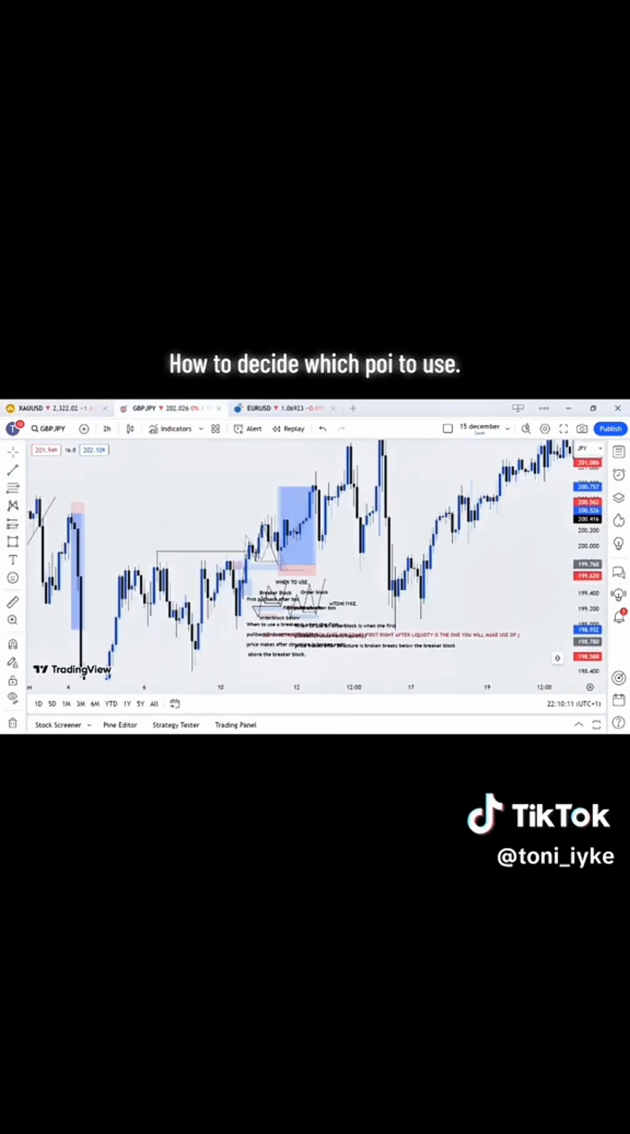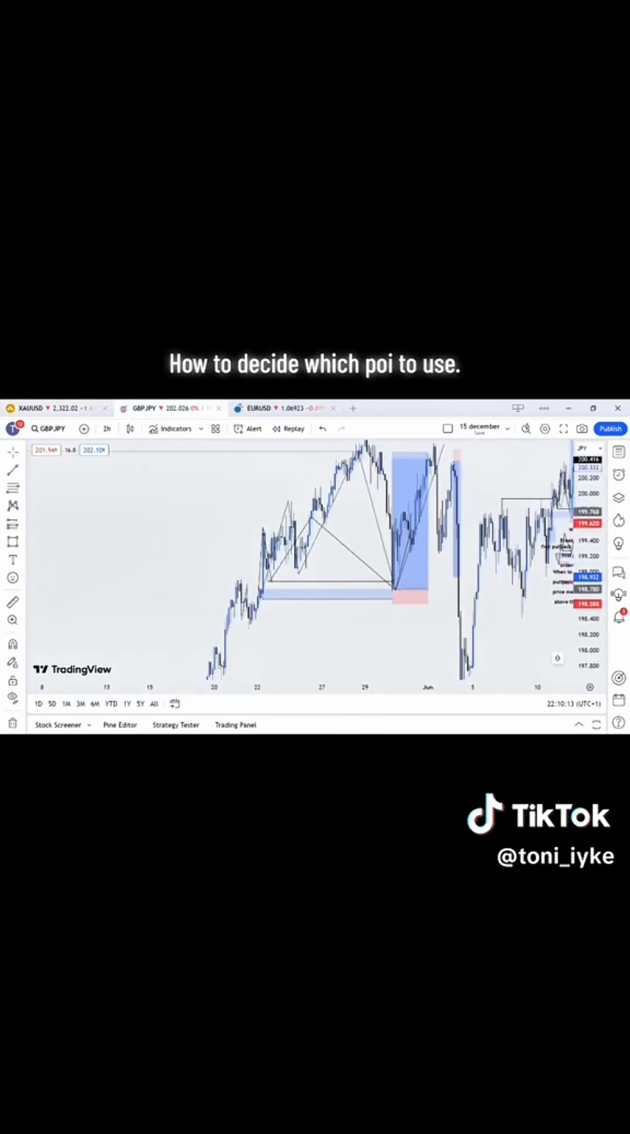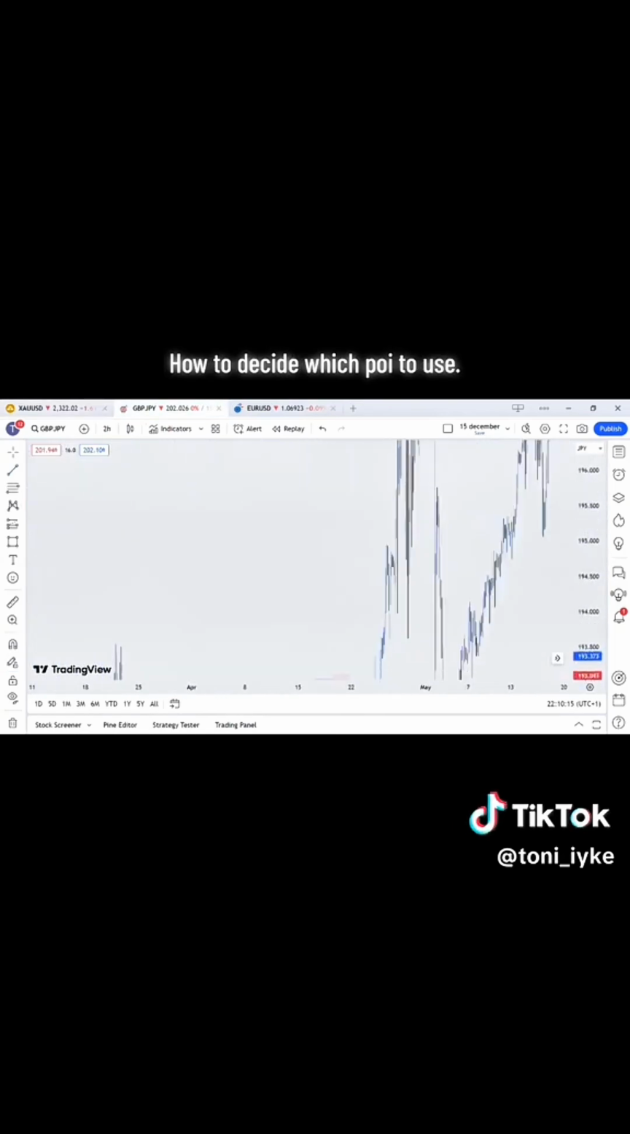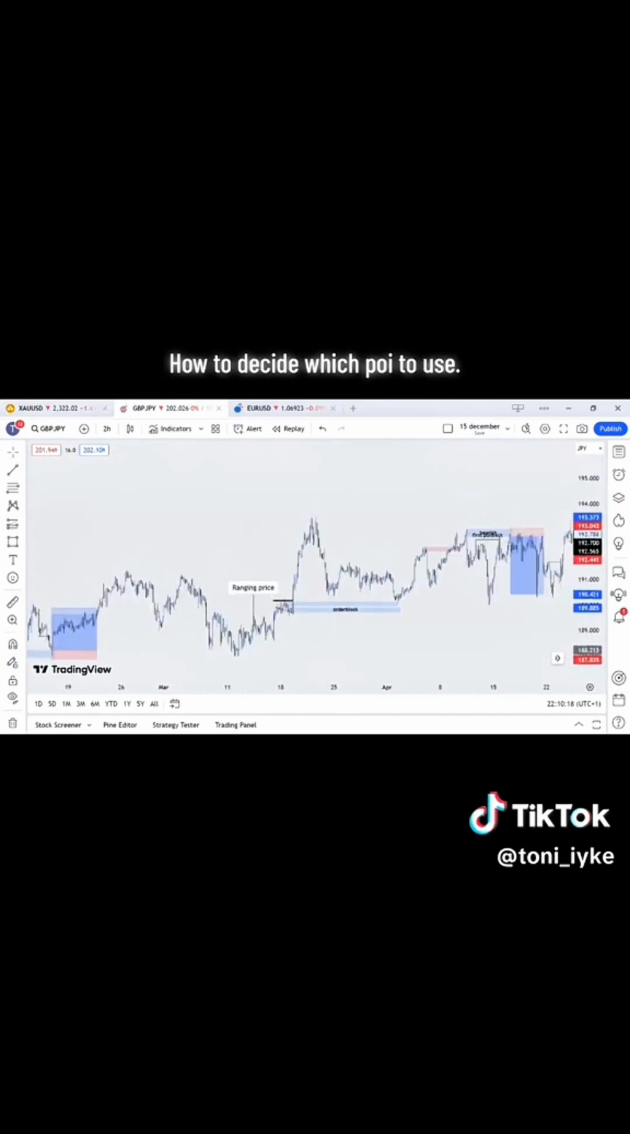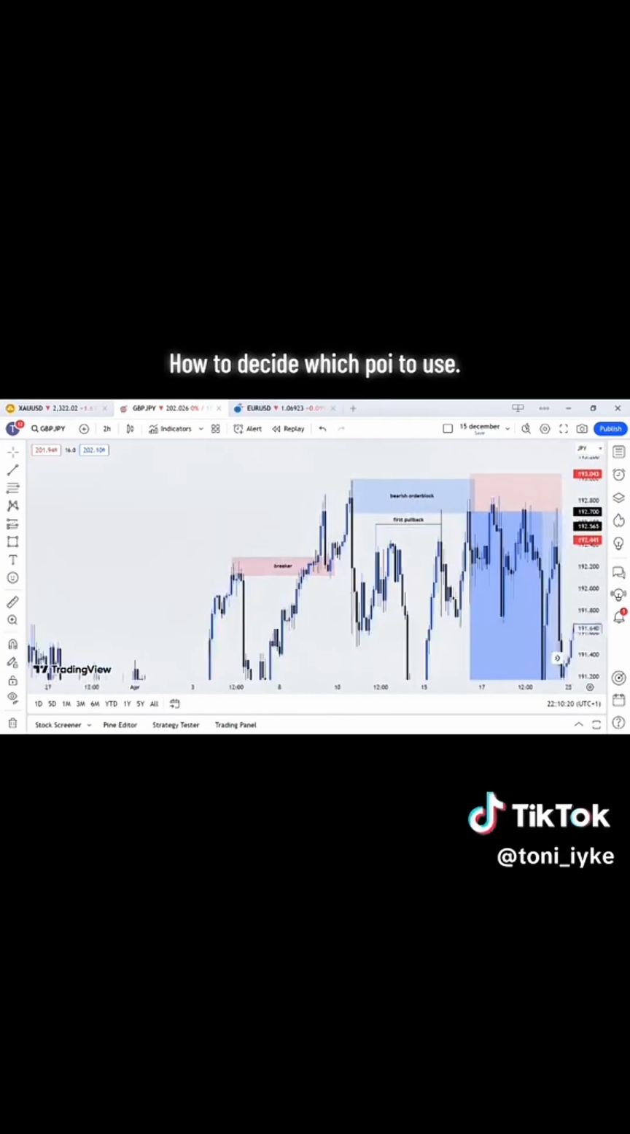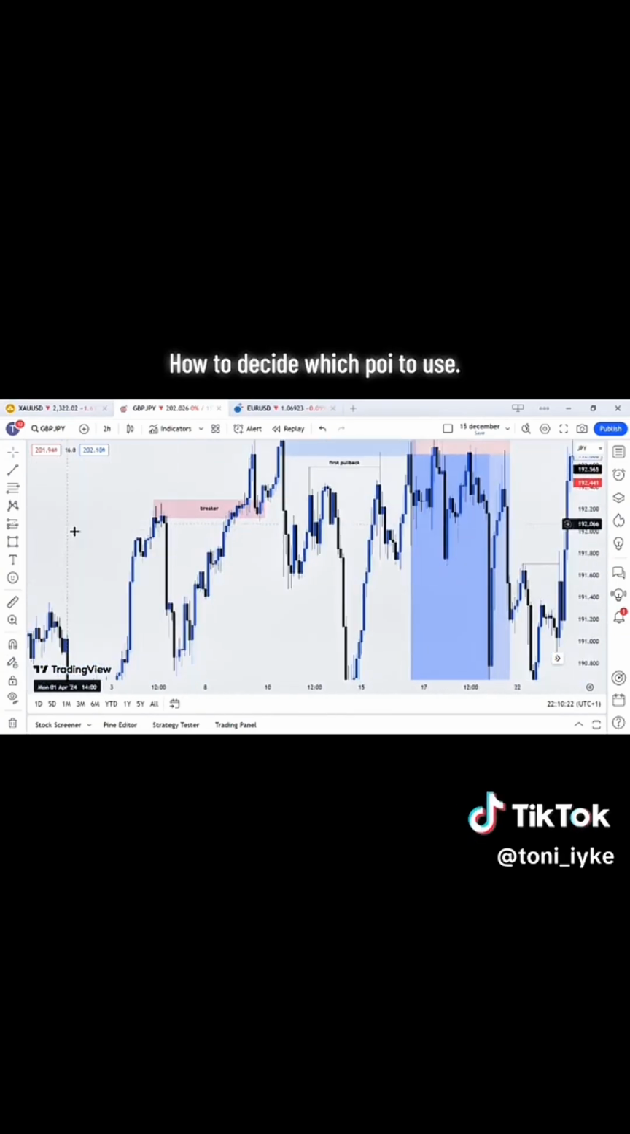I'll use another example in GJ. Find another example in GJ. Here, this one is a sell. Price broke this structure. After breaking this structure, it did a pullback. This is a breaker here.